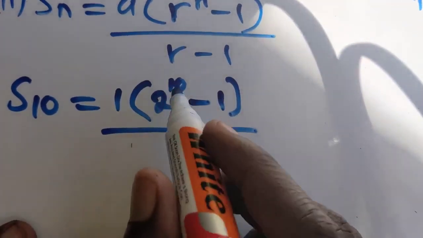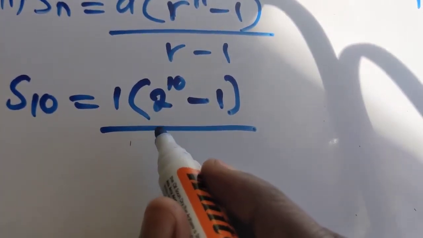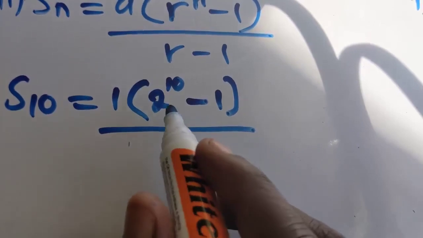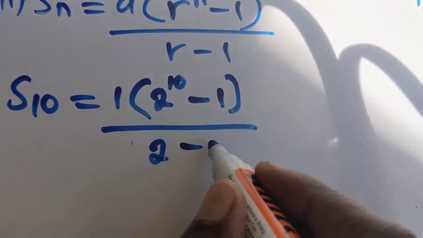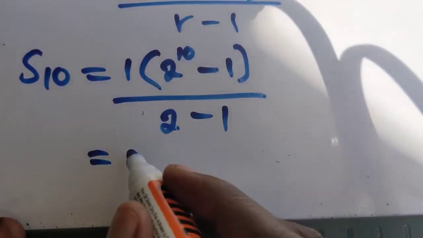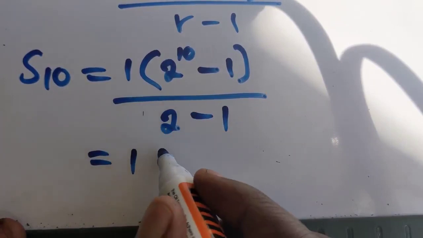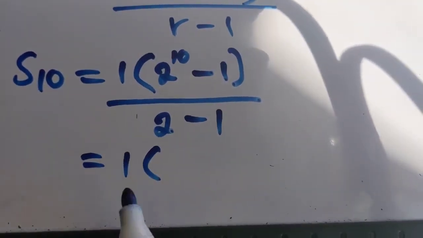Over what? R, which is the common ratio. R is 2, minus 1. So 2 minus 1 is 1, multiplied by, what is 2 to the power 10?